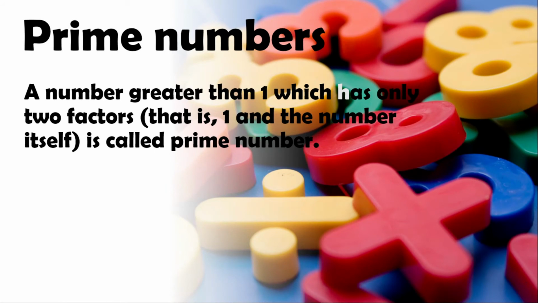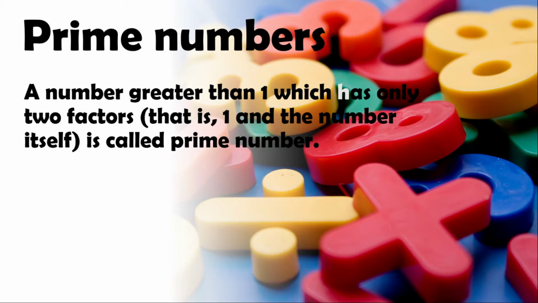Okay, so next is prime numbers. Before starting to learn about HCF, we also want to learn about prime numbers. So prime numbers means a number greater than 1. So what can we understand from this? 1 cannot be a prime number. A number that is greater than 1 which has only 2 factors. So we studied about factors. So any number that is greater than 1 and has only 2 factors, the 1 and the number itself, is called a prime number.